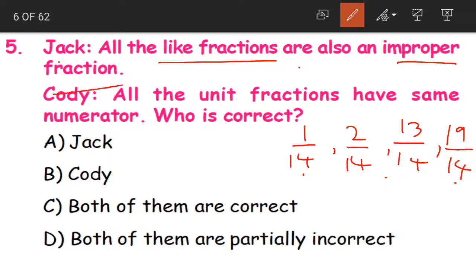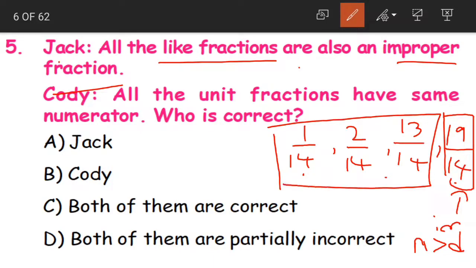Now are all these improper fractions? Only 19 by 14 is an improper fraction, wherein the numerator is greater than the denominator. Yes, the remaining 3 fractions are proper fractions. They are like fractions and also proper fractions. So the statement by Jack, that all the like fractions are improper fractions, becomes false.